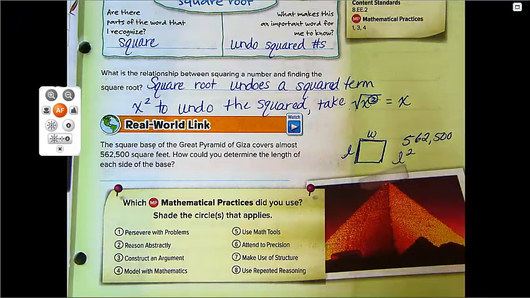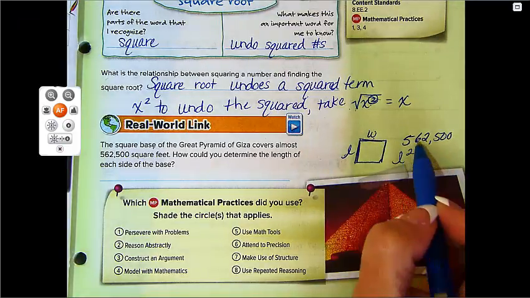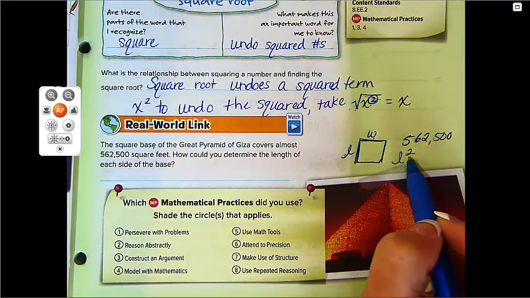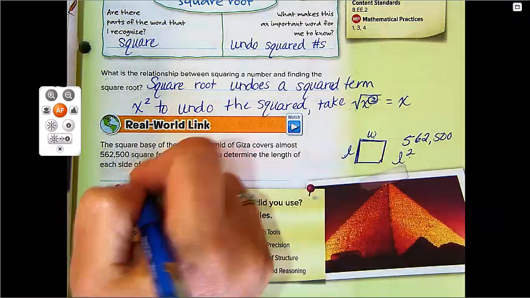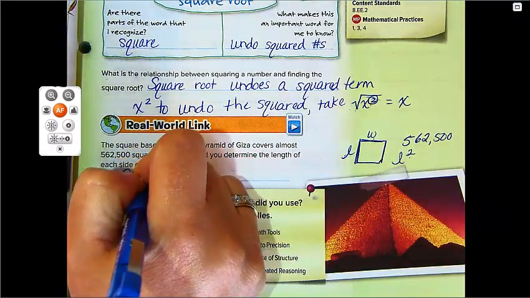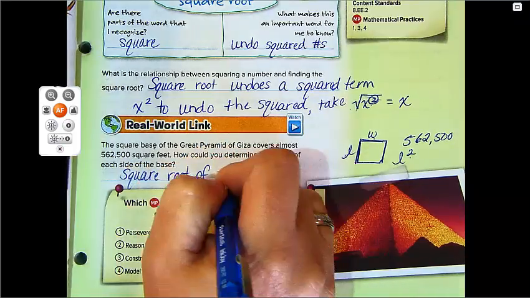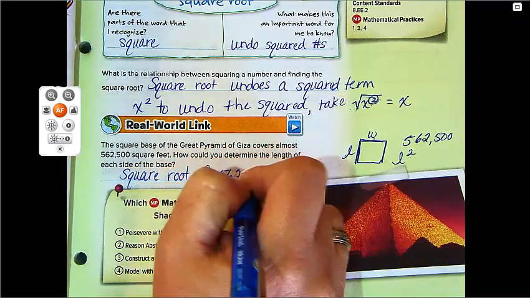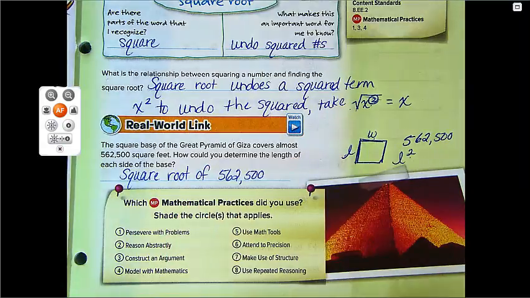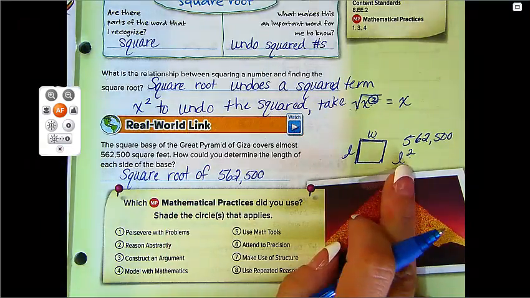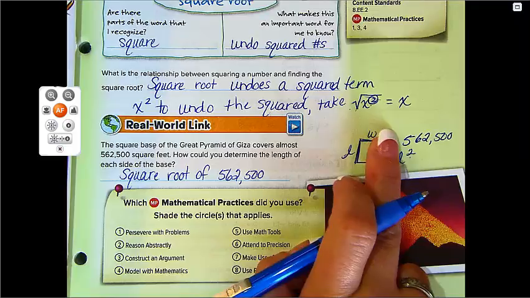So now if I want to just find one length, in order to unsquare this number, hopefully you remember that the square root undoes that. So to find that, I want to take the square root of 562,500. Because remember, these two side lengths are the same.